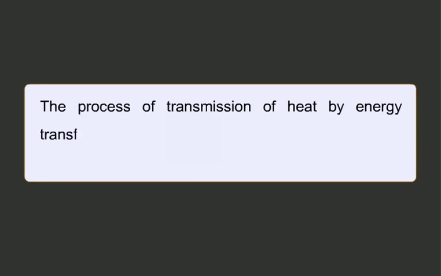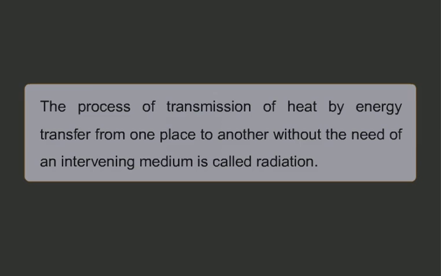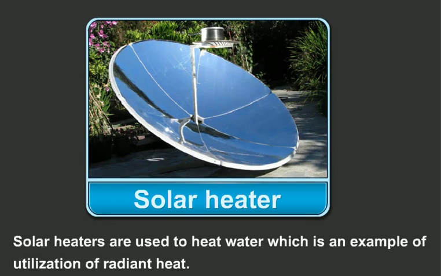In other words, the process of transmission of heat by energy transfer from one place to another without the need of an intervening medium is called radiation. Solar heaters are used to heat water, which is an example of utilization of radiant heat. This is a simple process of heating water by applying the principle of transmission of heat.